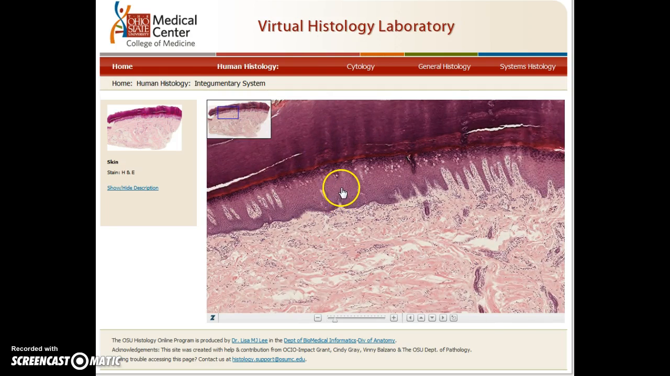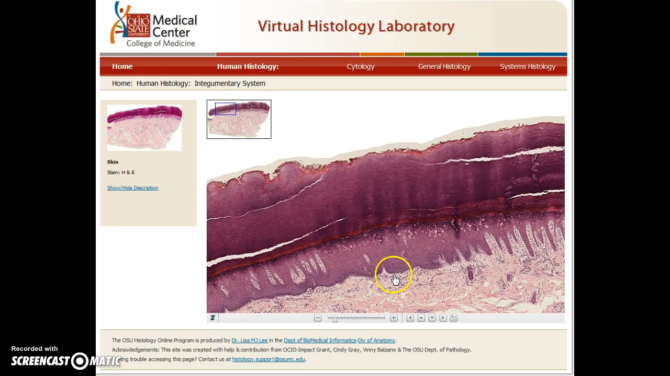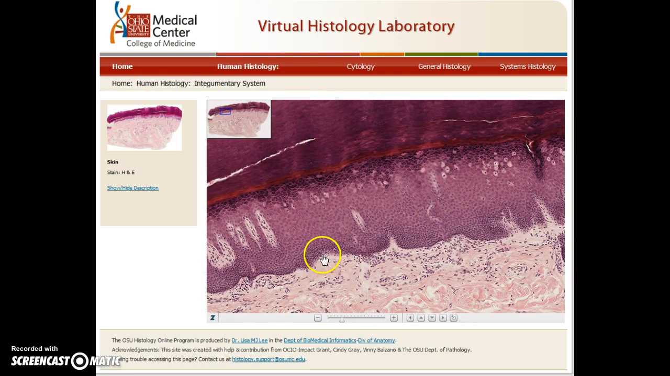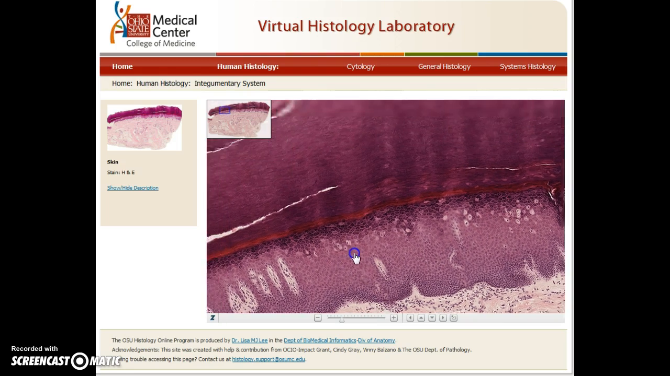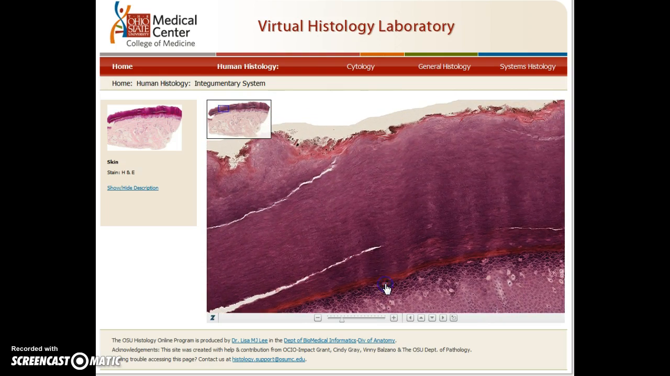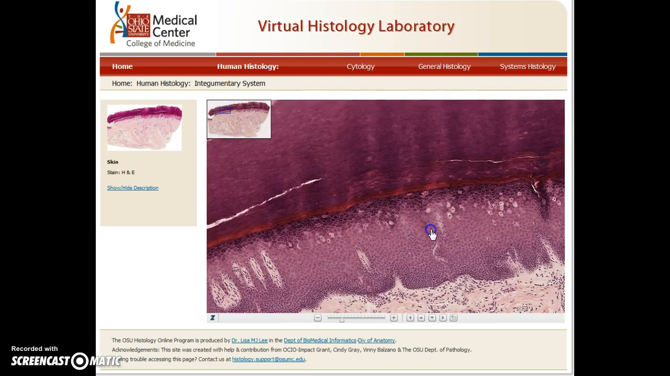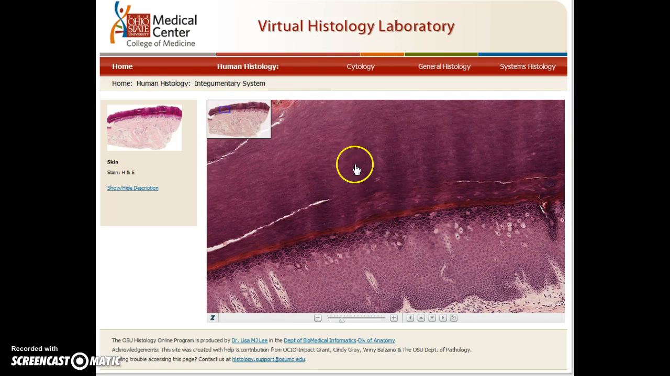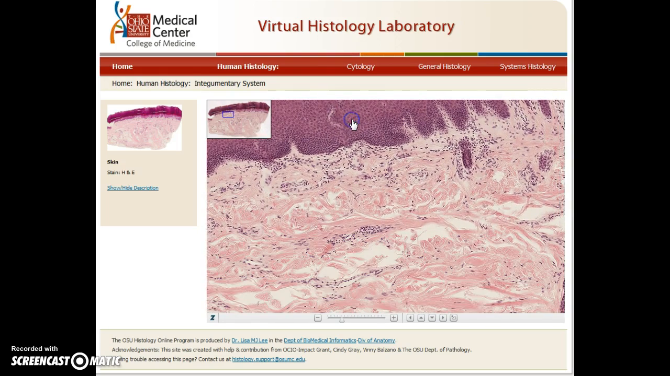As I magnify my epidermis, the stratum basale, or your first layer, is this kind of cuboidal looking layer here. And then we have all of our layers. Then this really thick region here is going to be the stratum corneum, the cornified or keratinized portion of the skin. But all of that in this purple is the epidermis.